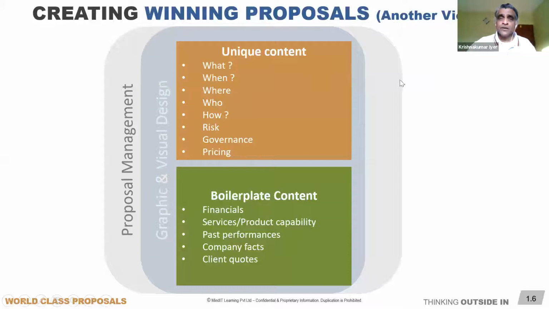Okay. Creating winning proposals, this is a slightly different view. All proposals carry two types of content. One content which is unique, and the other content that is boilerplate content. What is unique content? Unique content is what you always craft uniquely every time, all the time, for every proposal. And you want to do that because you always want to come from the client context, and that's something which you always want to follow in a very, very well-defined discipline.